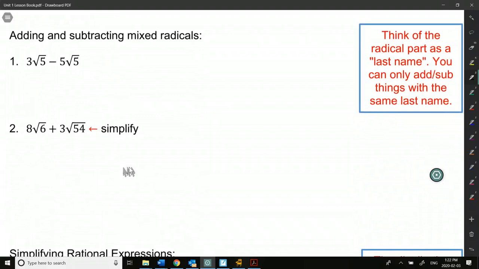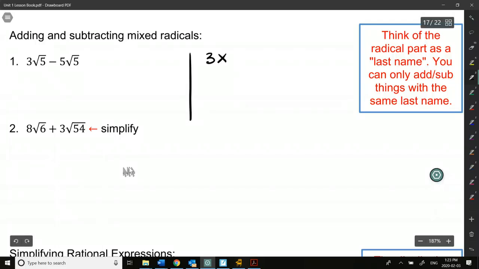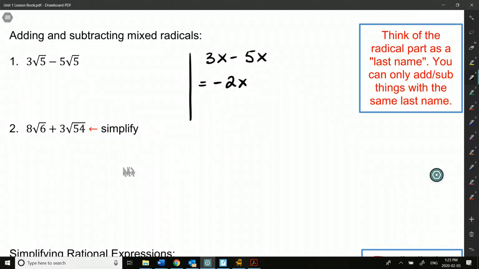All right, adding and subtracting when we're working with radicals. You guys have actually done something like this before in grade 9, so you already know how to do this. Let me ask you this. If I told you 3x minus 5x, what would you tell me this is equal to? Negative 2x. It's no different with radicals, okay?